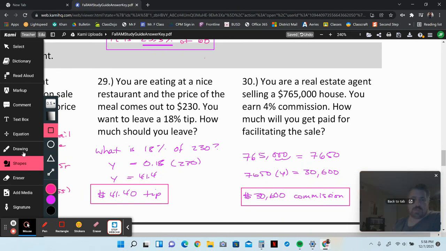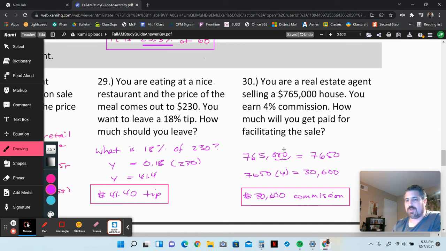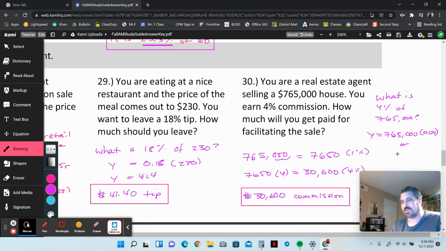Not bad. Pretty good. In terms of other ways you could have set this problem up, I did it with the benchmarks, right? I found out what 1% was, and then I multiplied it by 4 to get 4% of the whole. You could have done this in other ways as well. You could have thought of this as just one of those questions. So you'd say, what is 4% of 765,000? And if you thought of it that way, you could have set it up as y equals kx, where y equals 765,000 times 0.04. Or you could have alternatively set it up as percent over 100, which would be a situation where you'd have x over 765,000 is equal to 4 out of 100 and solve that proportion.